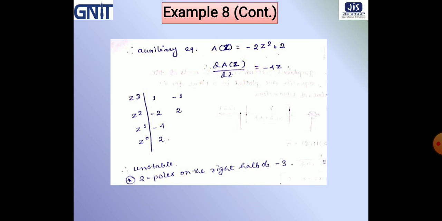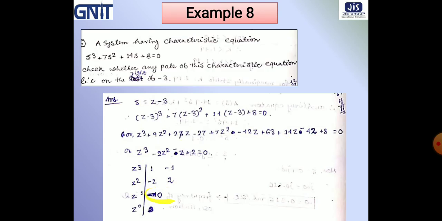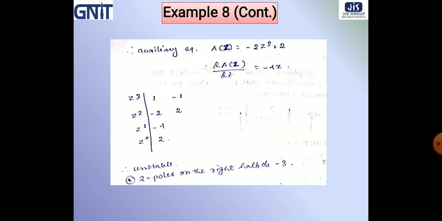So in place of 0, you have to write the coefficient of the derivative, that is minus 4, and again go on. So this is our first column of the Routh array, and we can see there are sign changes. There are sign changes in the first column, so the system is unstable.